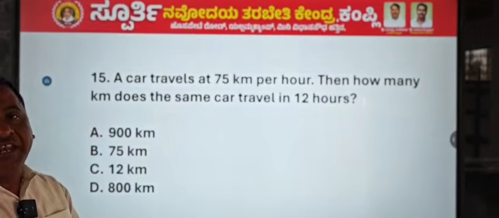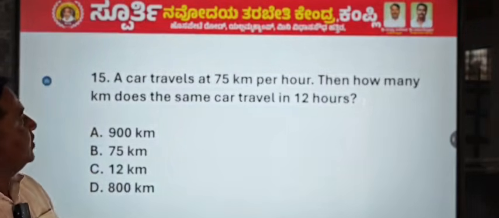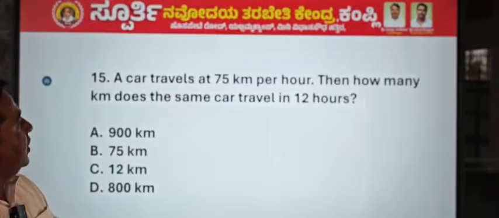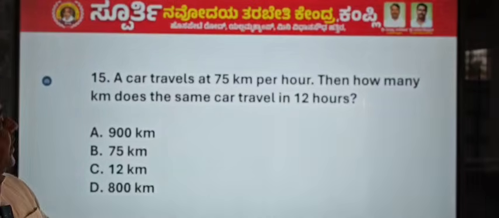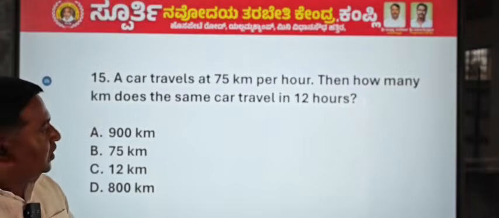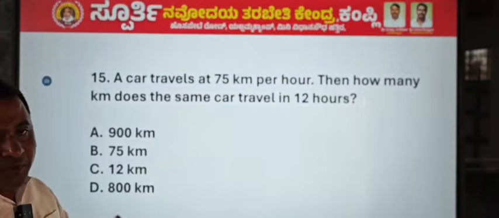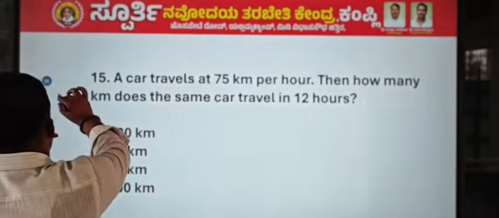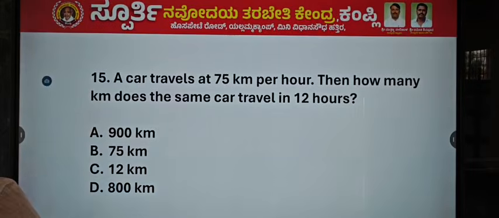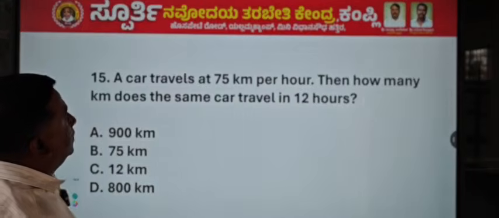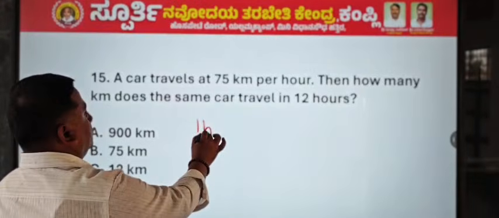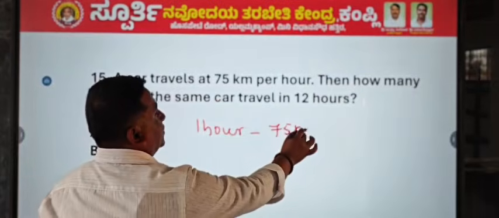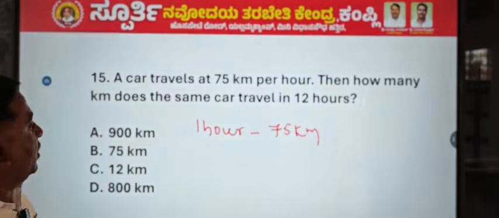Question number 15. Let us read the question. A car travels at 75 km per hour. For 1 hour, the car travels 75 km. Then how many kilometers does the same car travel in 12 hours? For 12 hours, how much does that car travel? They are asking a question like this. For 1 hour, 75 kilometer. For 12 hours, how much?